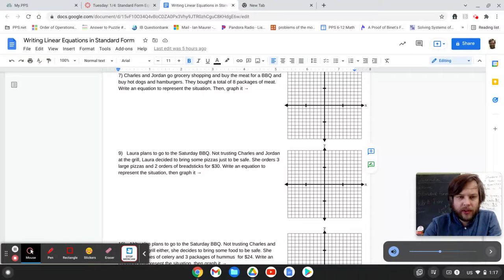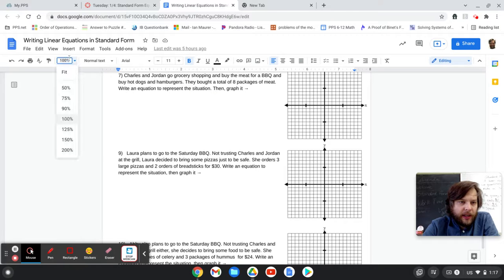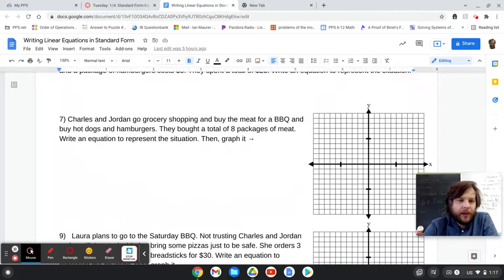All right, hello students. So we've got standard form that we were working on, and I just wanted to go over a few examples of doing a word problem and then using that to graph here. And when you're doing these sorts of standard form problems, you're always looking for two things that are combining to make a total. So I'm going to do problem 7 here, and then I'll skip down and do problem 10.